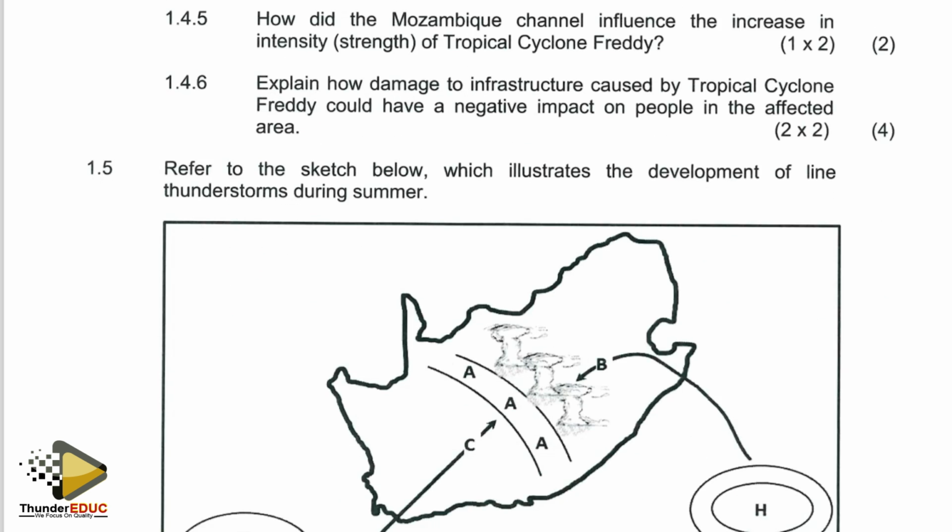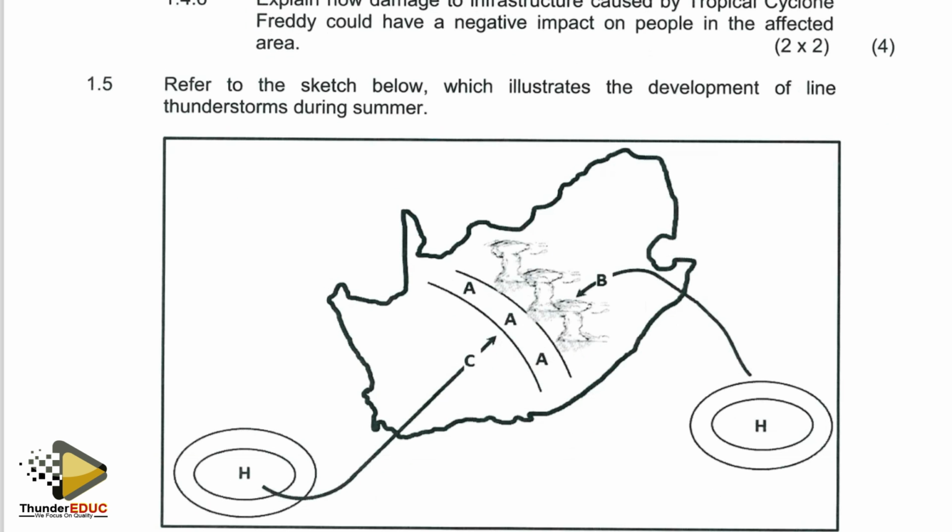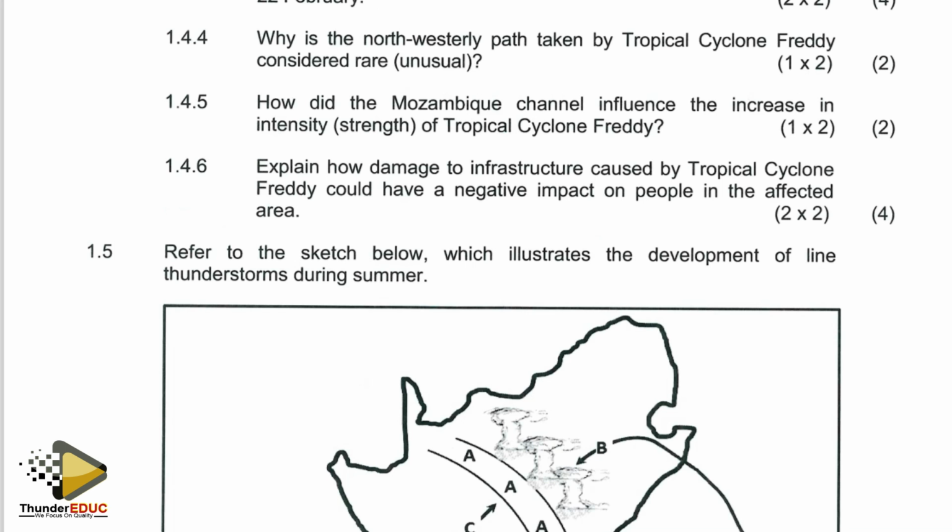Right, we move on to the next question, number 1.4.6. Explain how the damage to infrastructure caused by tropical cyclone Freddy could have a negative impact on people in the affected areas. Right, the question here is specific, referring to the damage to infrastructure and how it poses a negative impact on people. So we need to be very articulate when answering this question. We need to ensure that we indicate what damage to infrastructure has been caused by the tropical cyclone and how it impacts on people in the area.